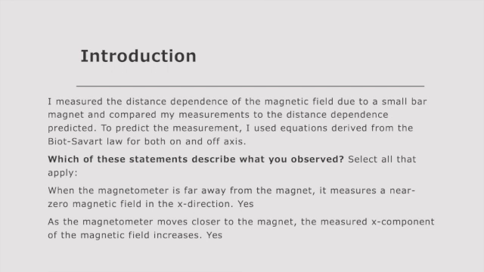Which of these statements describe what you observed? I just chose the two that I did observe. When the magnetometer is far away from the magnet, it measures a near zero magnetic field in the x direction, and as the magnetometer moves closer to the magnet, the measured x component of the magnetic field increases, which is basically explaining the Biot-Savart law, which means the closer the magnet is to the magnetometer, the greater the magnetic field is going to be, and the further away, the less it'll be.